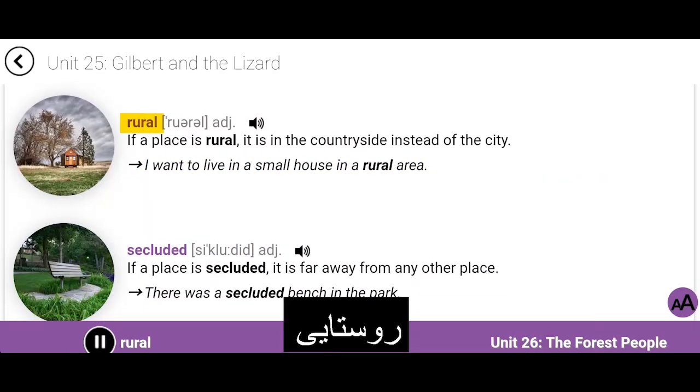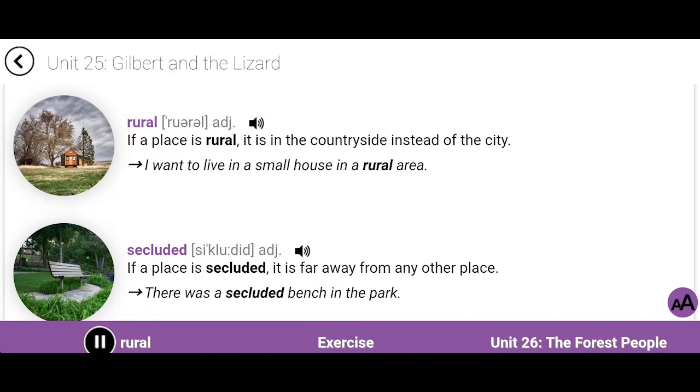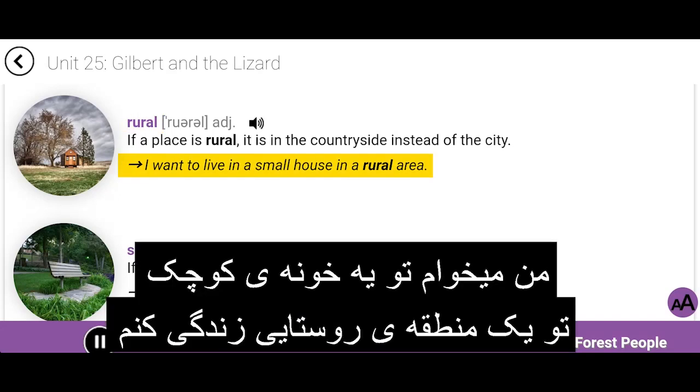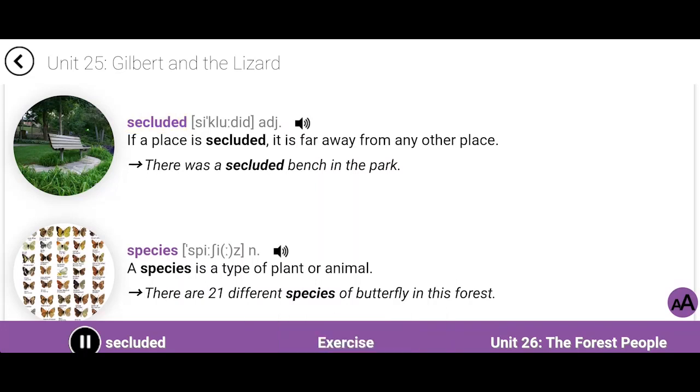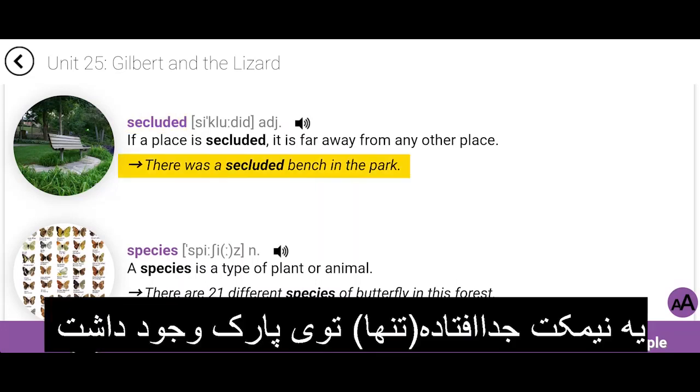Rural. If a place is rural, it is in the countryside instead of the city. I want to live in a small house in a rural area. Secluded. If a place is secluded, it is far away from any other place. There was a secluded bench in the park.